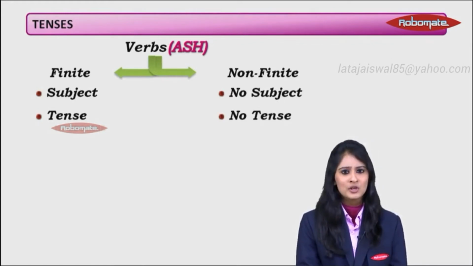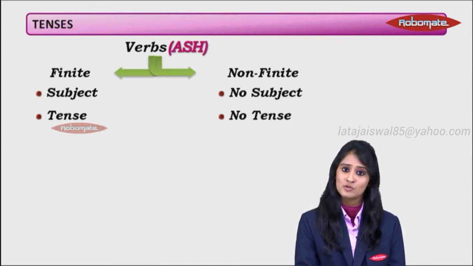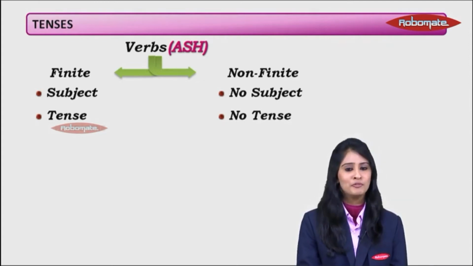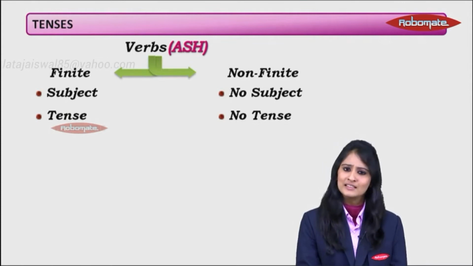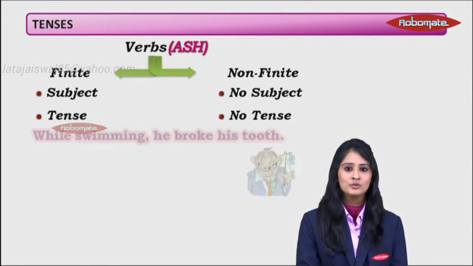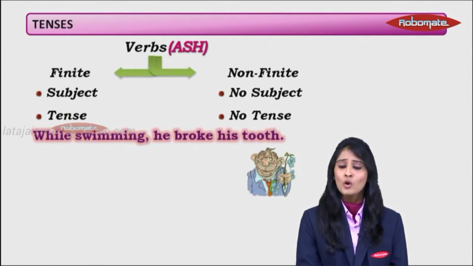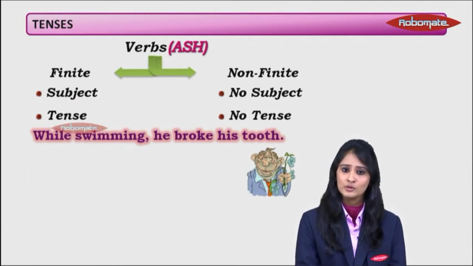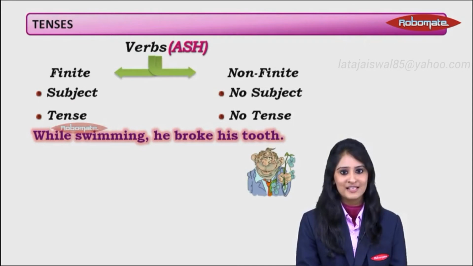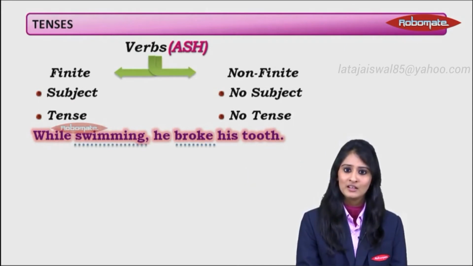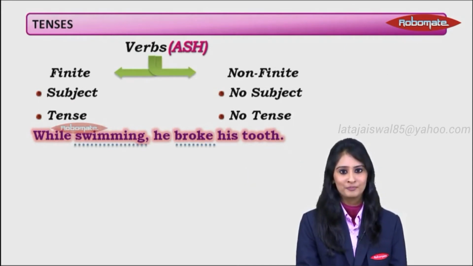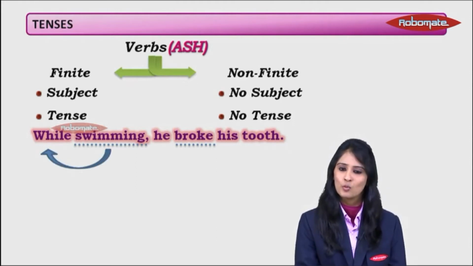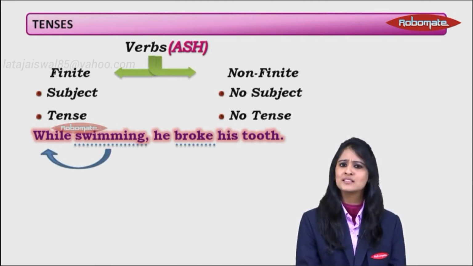So students, what is the meaning of the word subject? A subject is a noun or a pronoun before the verb. Let us understand all this through an example. While swimming, he broke his tooth. Students, we all know that there are two verbs in the sentence, swimming and broke. There is a word before swimming. The word is while.